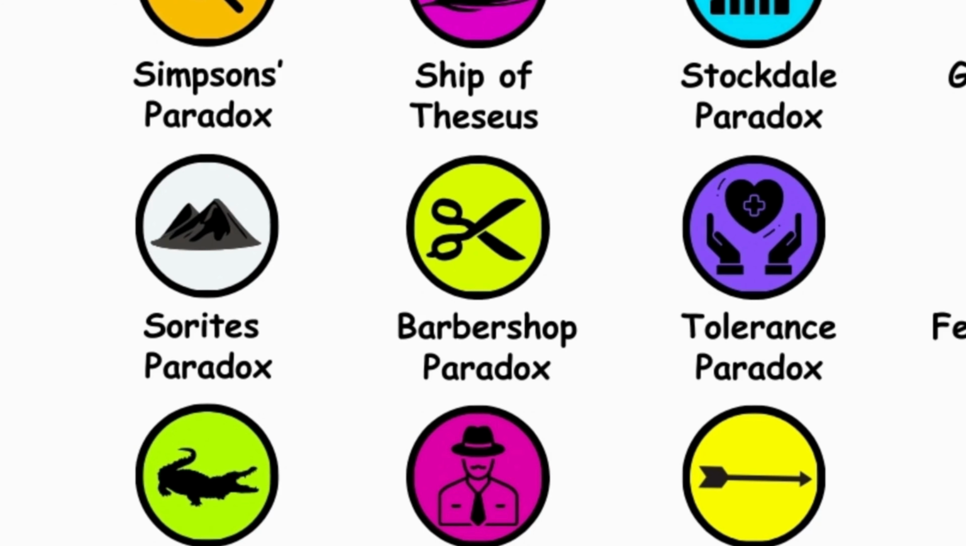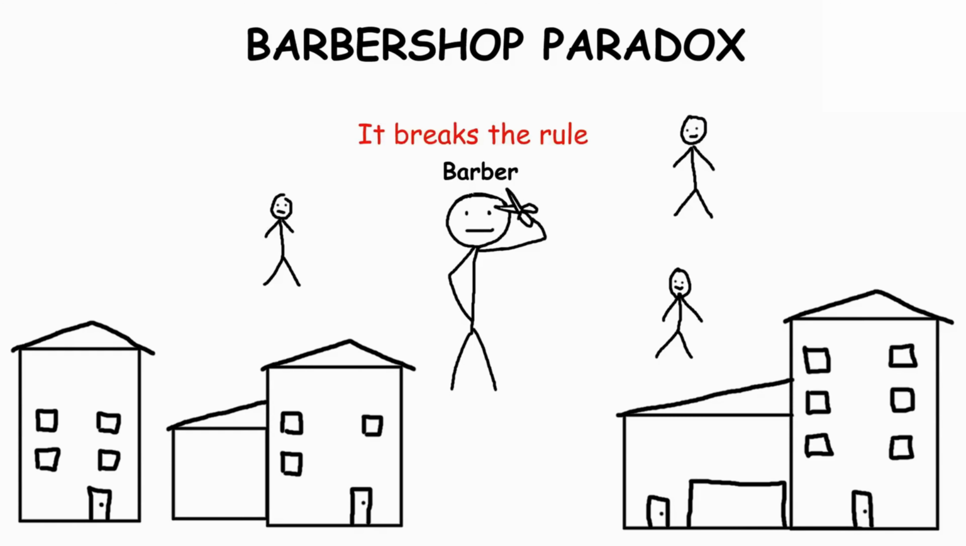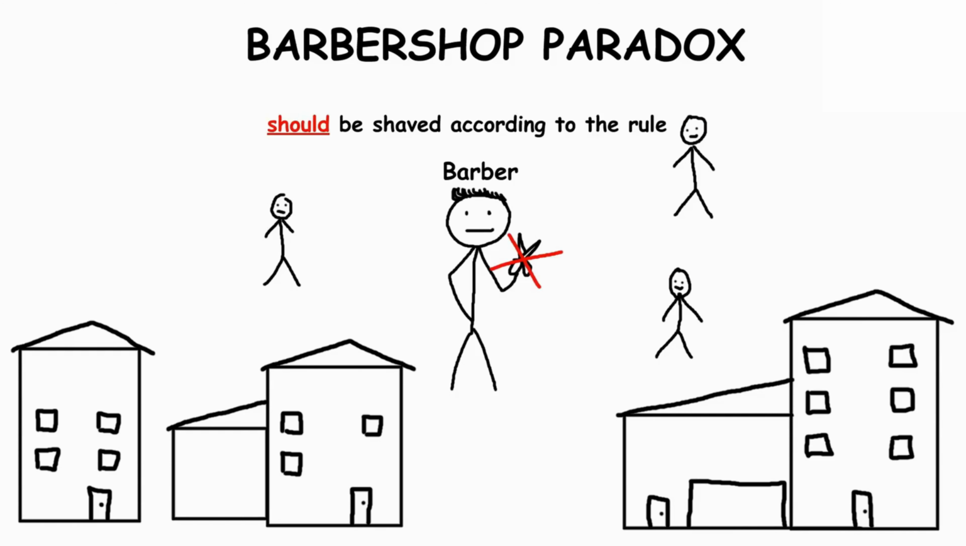Barbershop paradox. In a town, the rule is the barber shaves those who don't shave themselves. But who shaves the barber? If he shaves himself, it breaks the rule. If he doesn't, he should be shaved according to the rule.